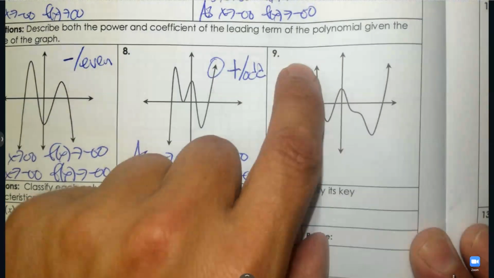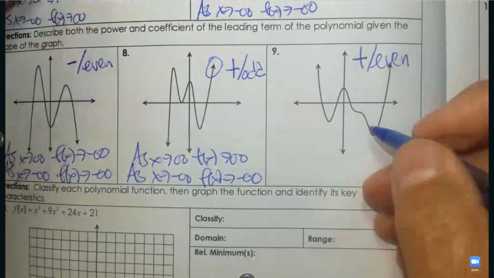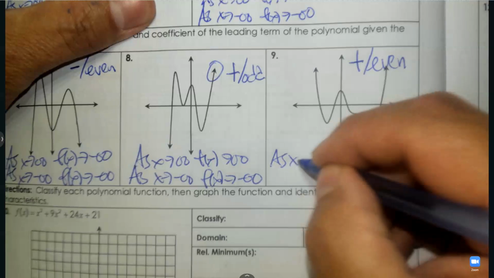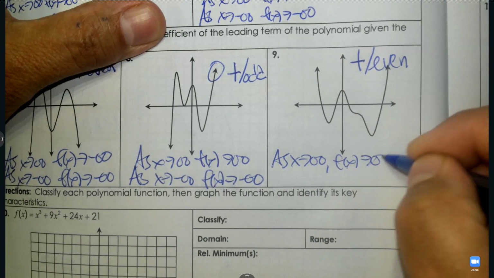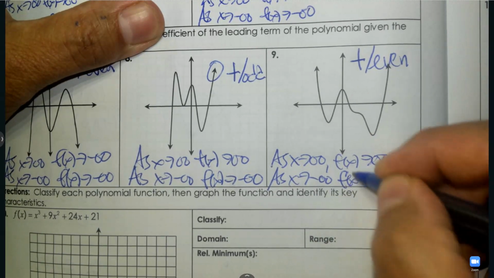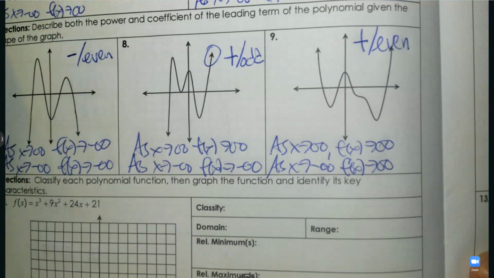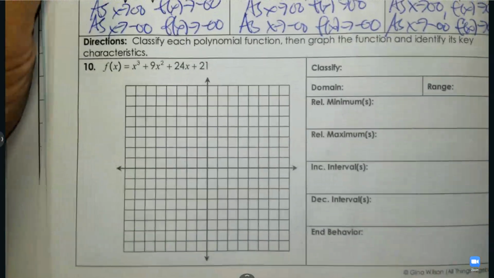Next, look at the ends. Both ends are up. So that means it's positive. Both are going the same direction, so it's even. And then we write the end behavior statement. So the right end goes up and the left end goes down. No, goes up. Both go up. Up, up, up.